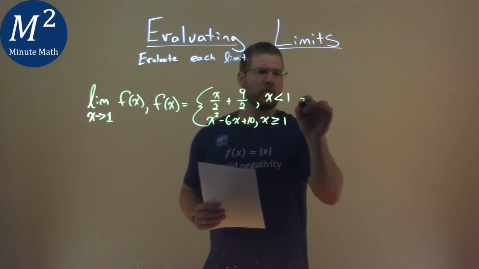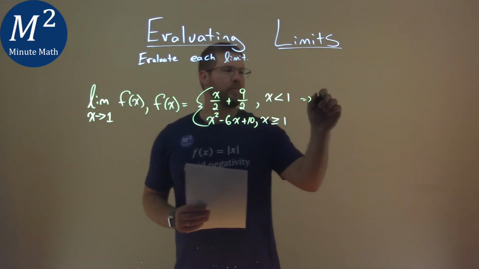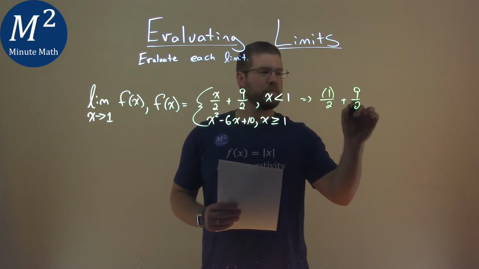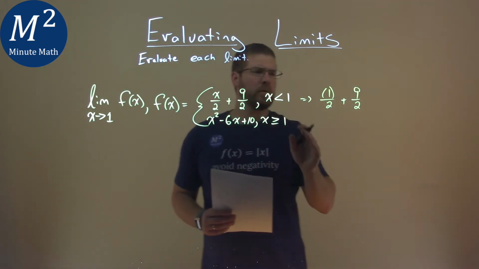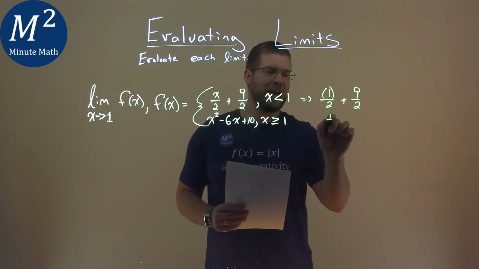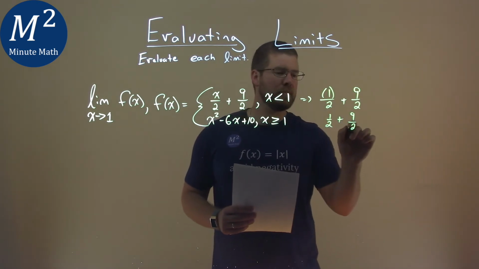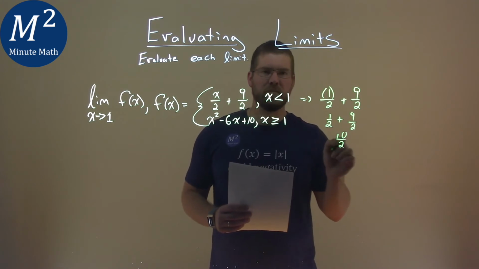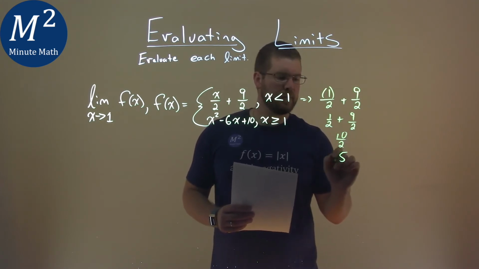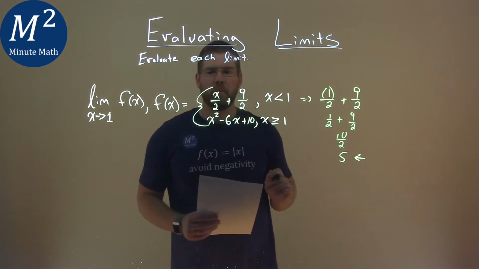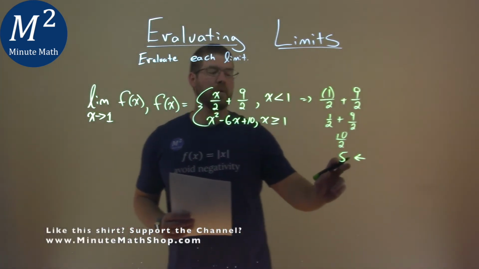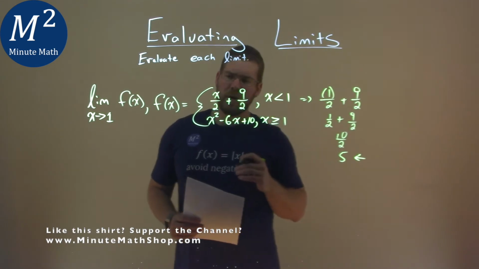So for the first one here, let's plug in 1 for x. We have 1 over 2 plus 9 over 2. Well, 1 over 2 is 1/2 plus 9/2. 1/2 plus 9/2 is 10/2. And 10 divided by 2 is 5. Okay? So from the left, if we approach 1 from the left, we approach a 5. But what about from the right?